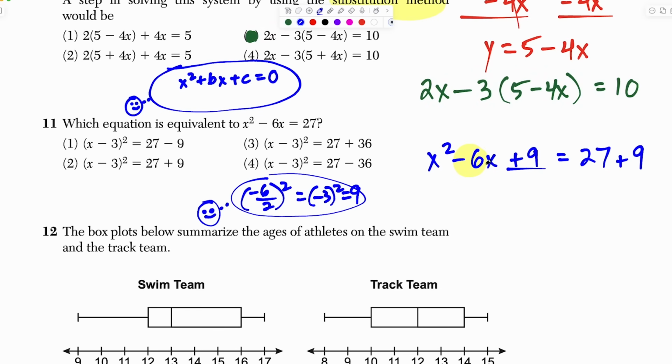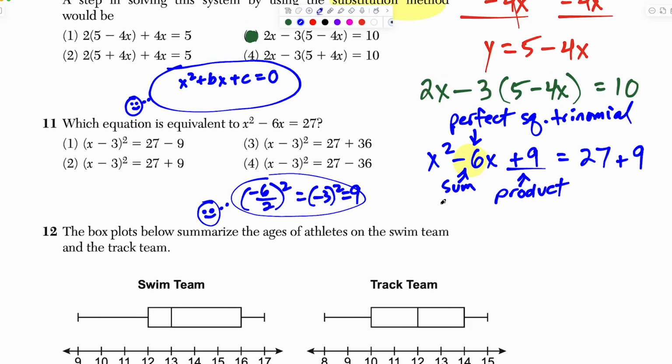And what that does to the left side, it turns the left side into what we call a perfect square trinomial. That's why they call it completing the square, because it turns the quadratic expression into a perfect square trinomial. Because when we're factoring this, we're looking for two numbers that have a sum of negative 6 and a product of positive 9. And the numbers that fit the description here are negative 3 and negative 3. Negative 3 plus negative 3 is negative 6, and negative 3 times negative 3 is positive 9.